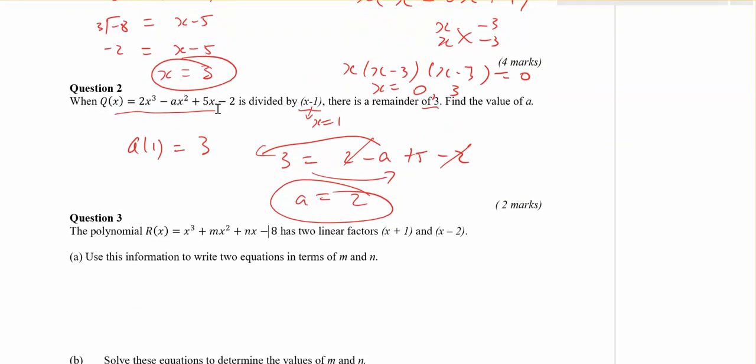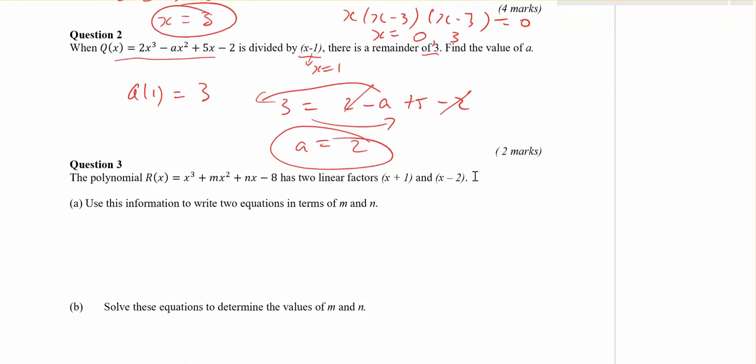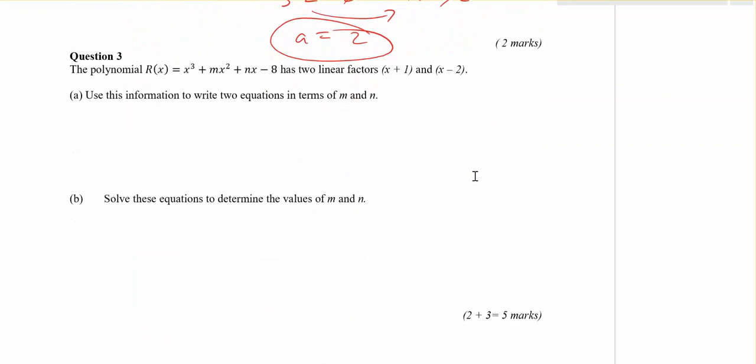The polynomial has two linear factors, one being x plus 1. So keyword: factors. Factors means it divides in perfectly, so the remainder will be 0 if I divide it. So if I divide this by x plus 1, it's the same as p of negative 1. Because if I sub in negative 1 into this divisor, that thing equals 0. So it shows that if I do p of negative 1, I get a remainder of 0. So we know p of negative 1 equals 0. I'm just going to sub in negative 1. So negative 1 plus m minus n minus 8 equals 0, because that's my first equation.